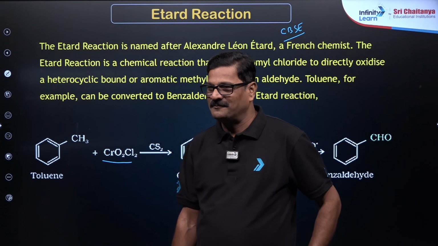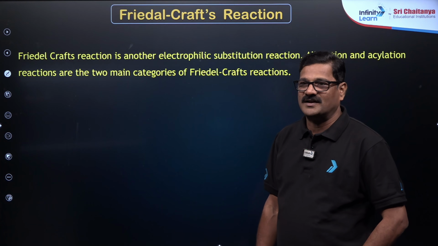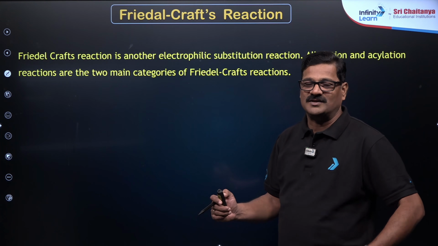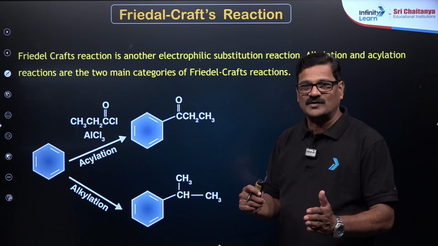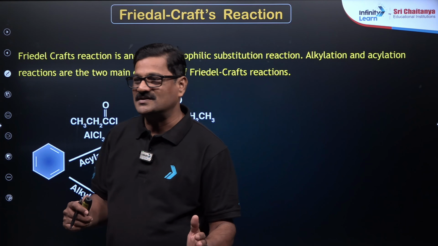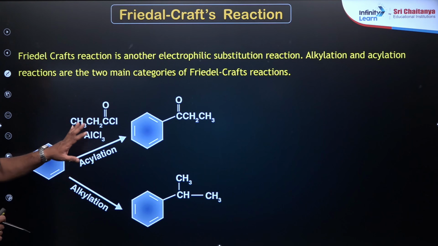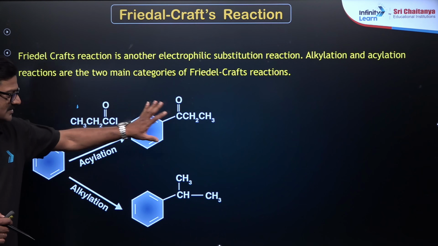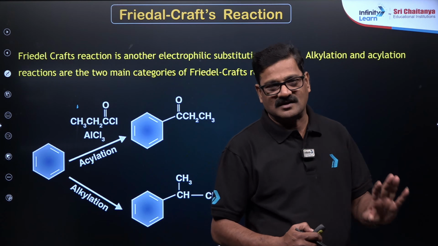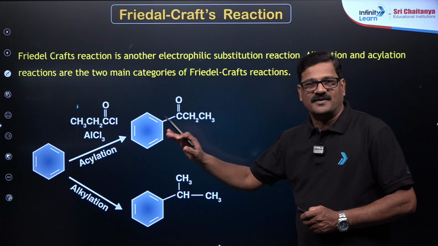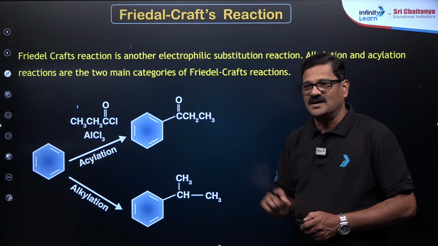Fine beta, clear? Right. Now, Friedel-Crafts reaction: whenever benzene reacts with alkyl chloride in the presence of AlCl3, it is going to give alkyl substituted benzene. This is what is called Friedel-Crafts reaction. It is acyl chloride giving acyl benzene, alkyl chloride giving alkyl benzene. If it is alkyl chloride it is Friedel-Crafts alkylation, and this is Friedel-Crafts acylation. Are you getting or not?